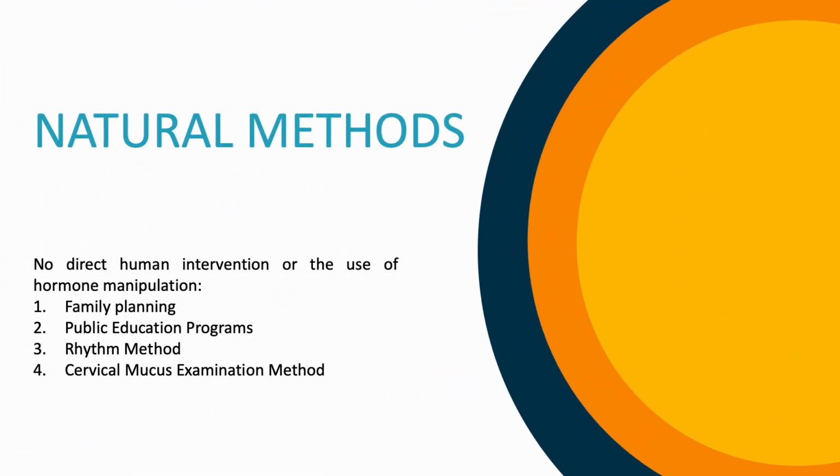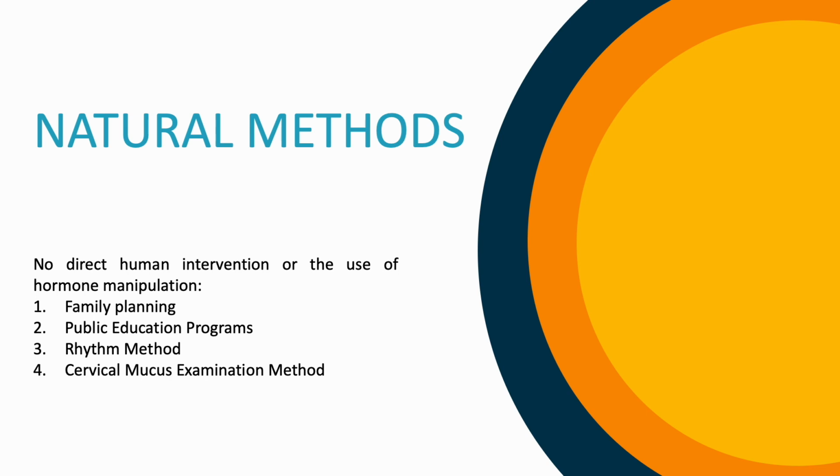Secondly, natural methods of contraception. Natural methods are considered natural because there is no direct human intervention or the use of hormone manipulation. Natural methods of contraception include: 1. Family planning, which is a control of how many children one may want to have and how long they wait between pregnancies. 2. Educating the public on the benefits of using contraceptives.